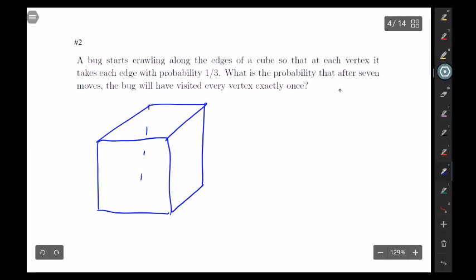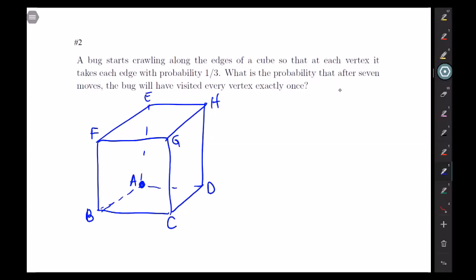So the question says, we start here again at the far vertex. After 7 moves, you want the bug to visit everywhere. So why don't we just label each of these vertices? Sorry, let me be organized. Let E be here, F, G, H. Yes, 7 moves later, obviously you have the potential to visit every vertex. If you don't visit the same vertex twice, then you are in good shape. How many ways can that happen?